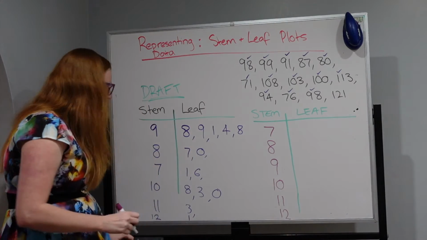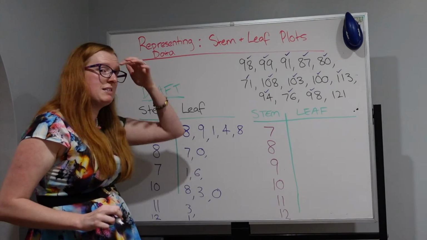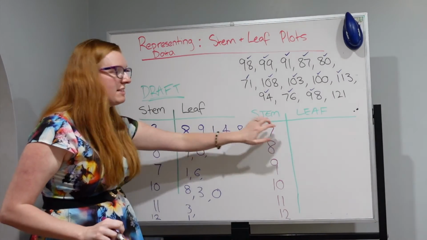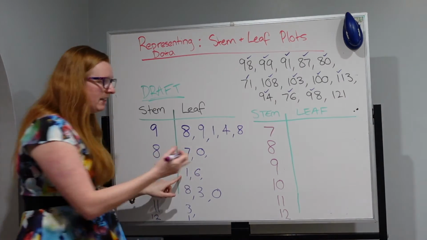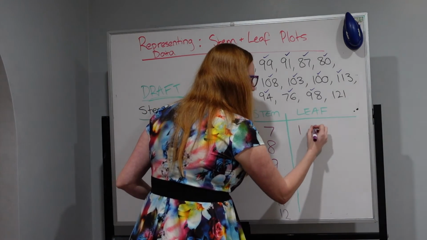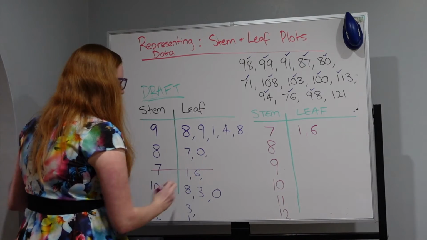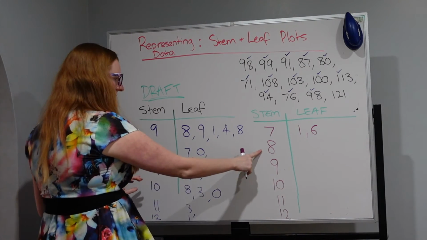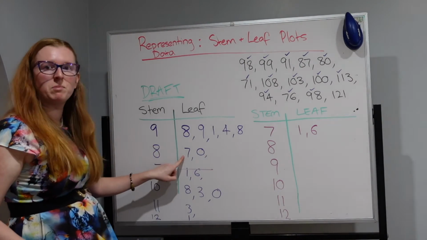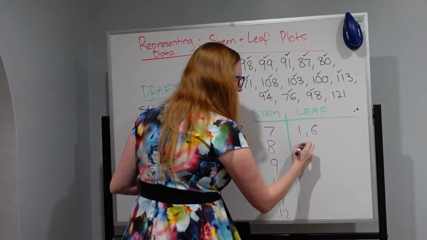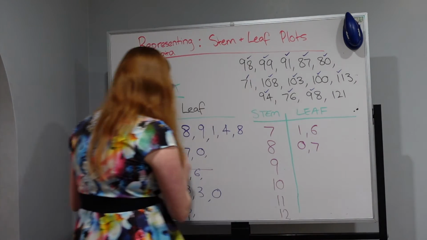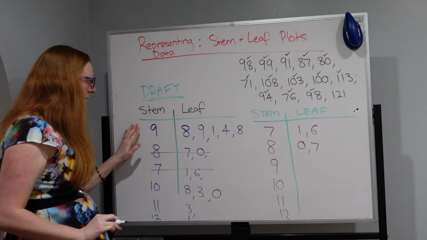Now what I'm going to do is I'm going to go ahead and write each of these numbers in the correct order next to their proper stem. Okay, so we'll do 7 first. So it goes 1, then 6. They're already in order. So perfect. I'm going to cross those out because I've already done them. Now I've got 8. So my leaves for my 8 was 7 and 0. 0 comes before 7. They're done.